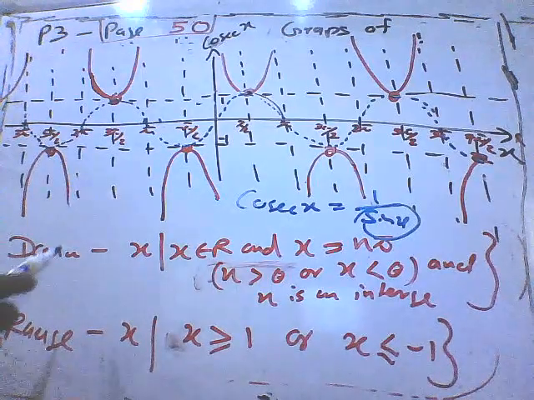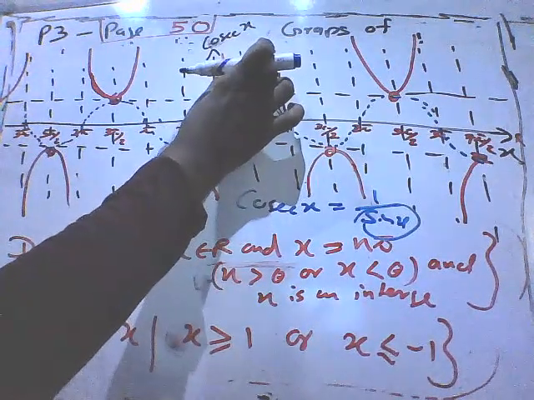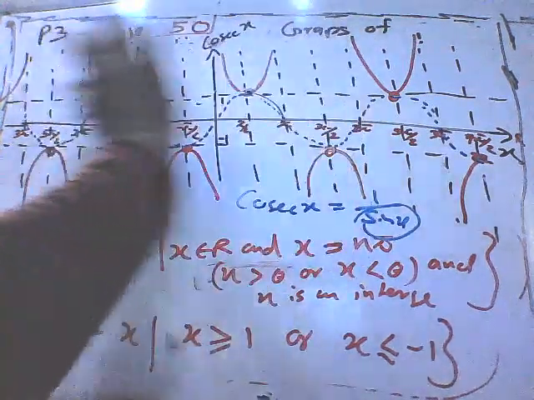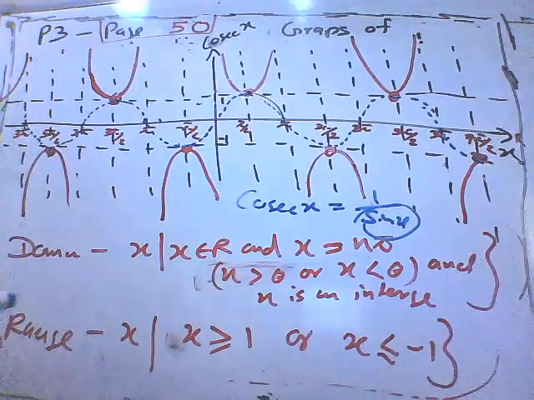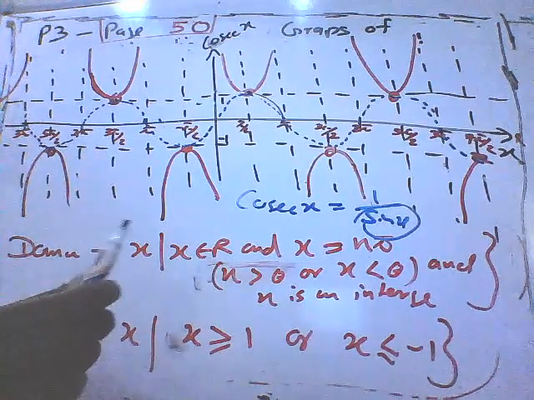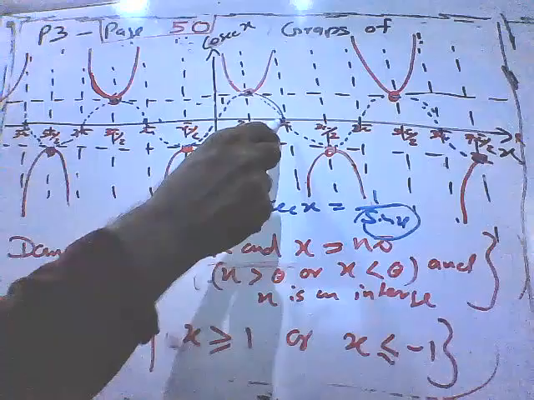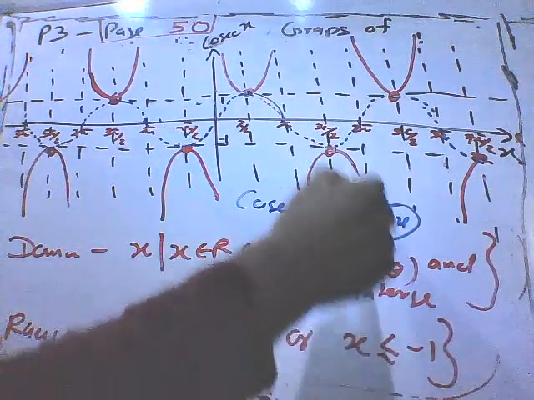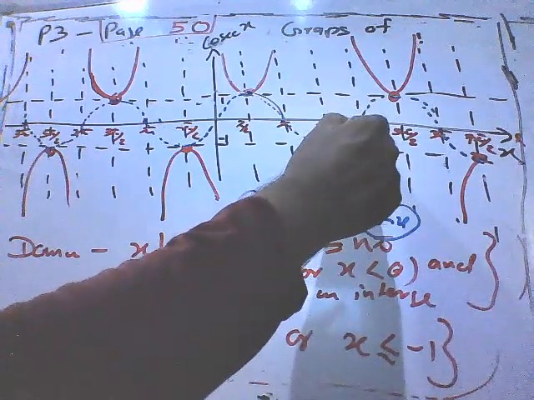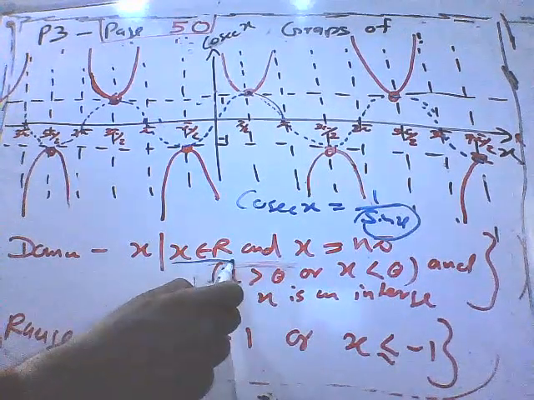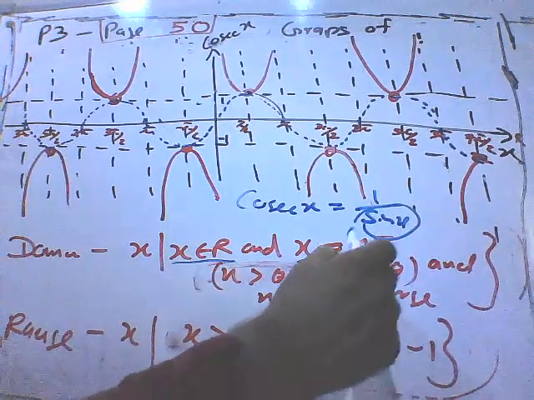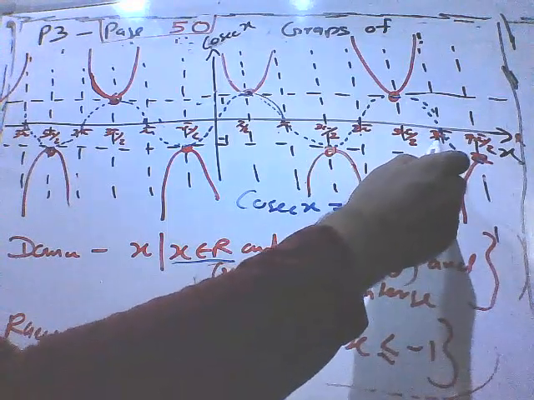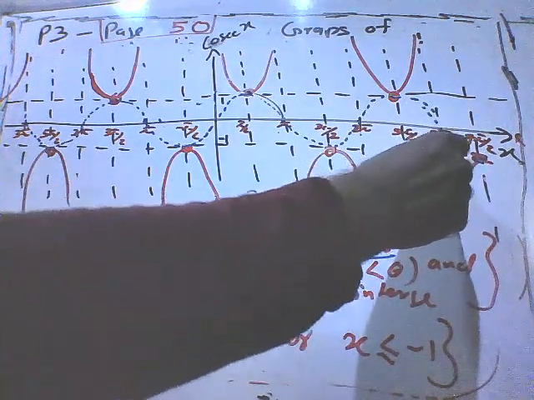In this case it is actually shifted. Earlier, the graph for sec x was here. We have shifted it by pi over 2 to the right or left. Now we have to exclude these points. In this dotted line, cosec x will not be defined, so 2 pi you can't have. If x is pi, 2 pi or 3 pi, cosec x is not defined.